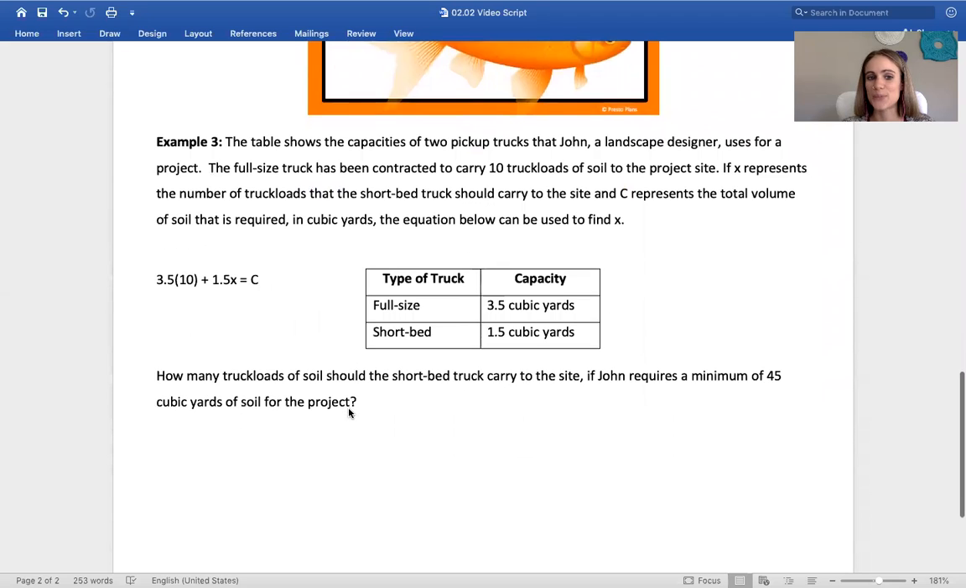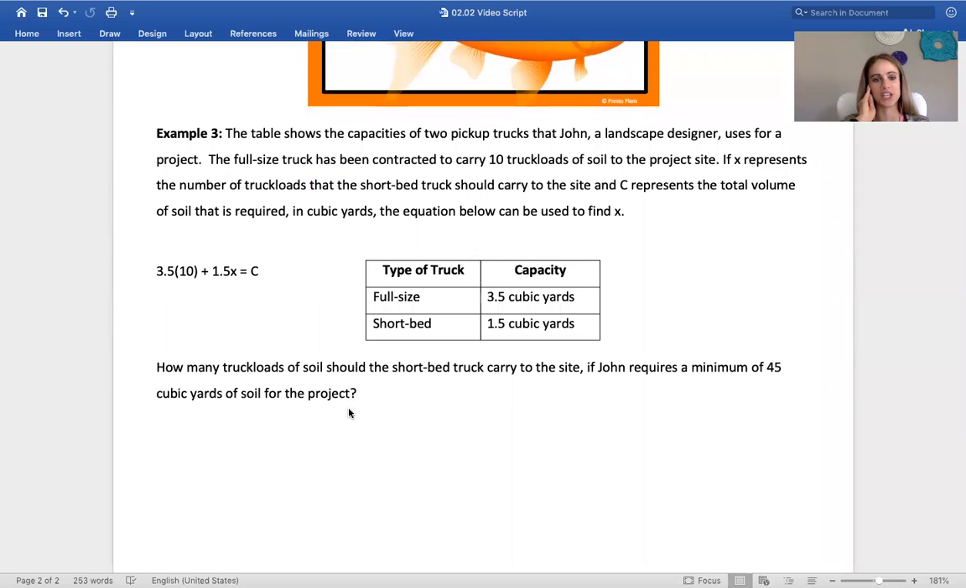All right, example number 3, our final one for this video. The table shows the capacities of 2 pickup trucks that John, a landscape designer, uses for a project. The full-size truck has been contracted to carry 10 truckloads of soil to the project site. If X represents the number of truckloads that the short bed truck should carry to the site, and C represents the total volume of soil that is required in cubic yards, the equation below can be used to find X.